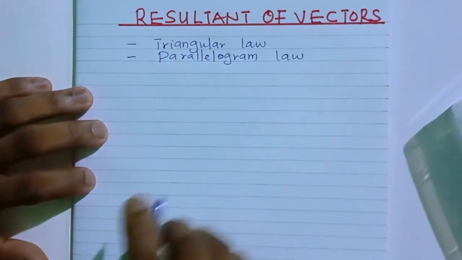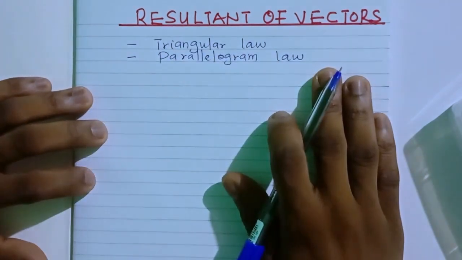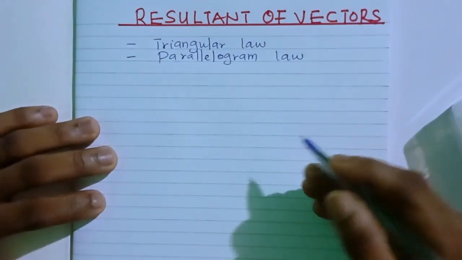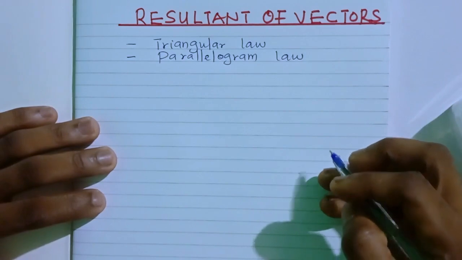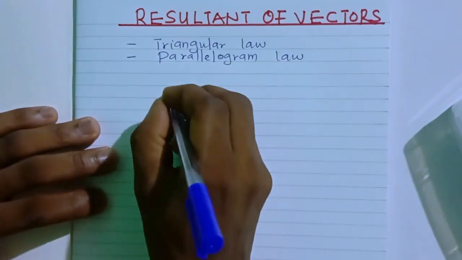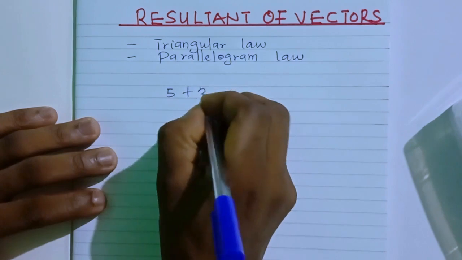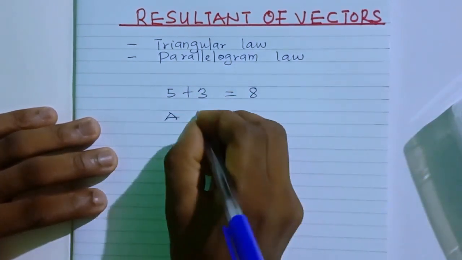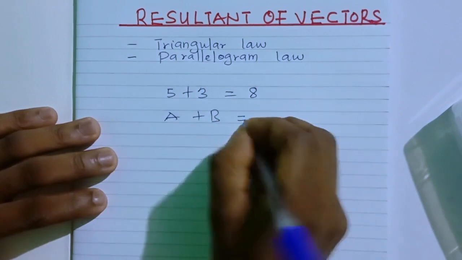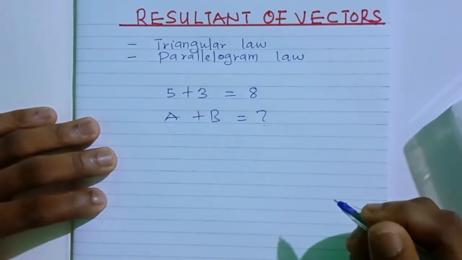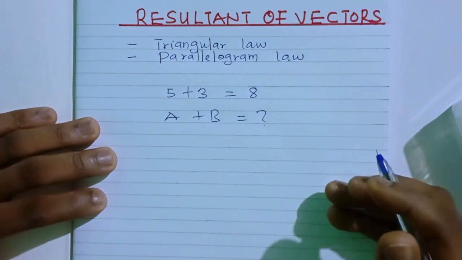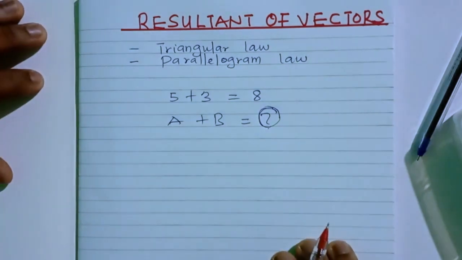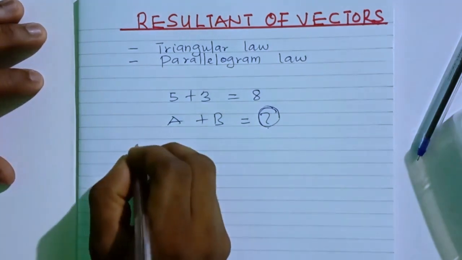When we say the resultant of vectors, it means what we will get if we put two vectors together, the way we add numbers, like the resultant of 5 plus 3 will be equal to 8. So if I have vector A and I add it to vector B, what will be the resultant? So it simply means we are adding two vectors. So today let's start with the triangular law. How to use the triangular law.